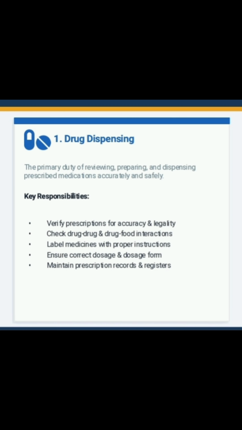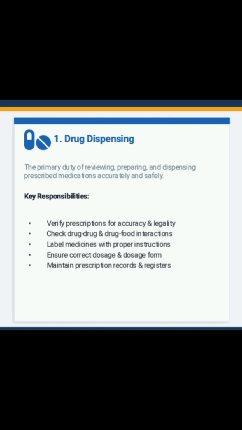Key responsibilities of a pharmacist in drug dispensing are to verify the prescription for accuracy and legality. Check drug-drug and drug-food interactions. Label the medications. Primarily, there is labeling in the outpatient department pharmacy, but there are already labeled medicines with proper instructions. Ensure the correct dosage form. Maintain the prescription record, the registers of the prescription, patient, dose, deficiency, diseases.